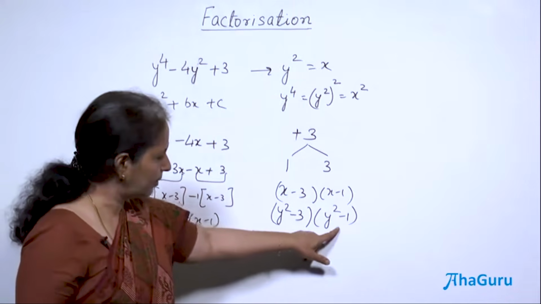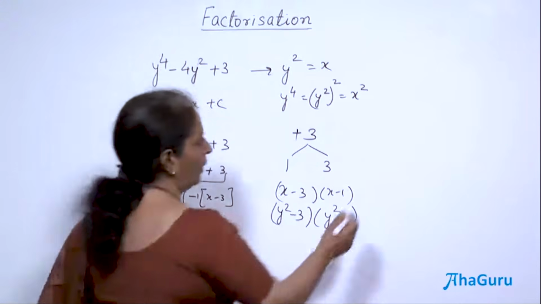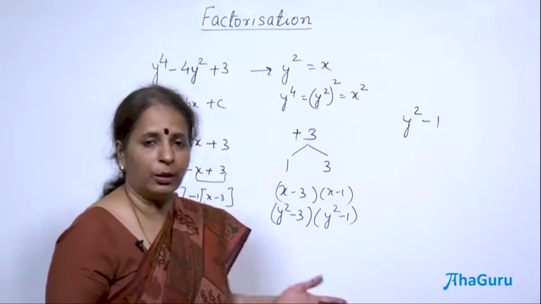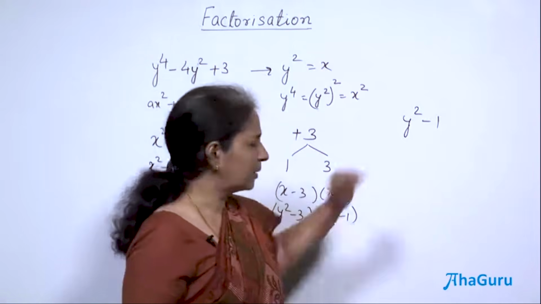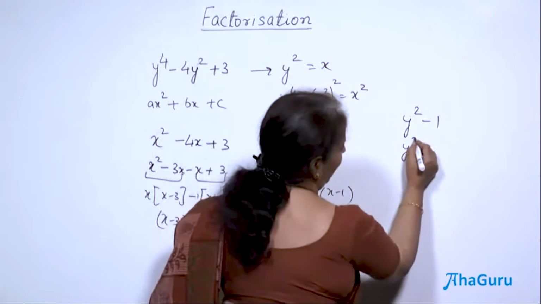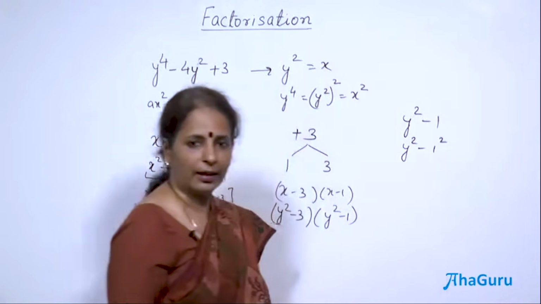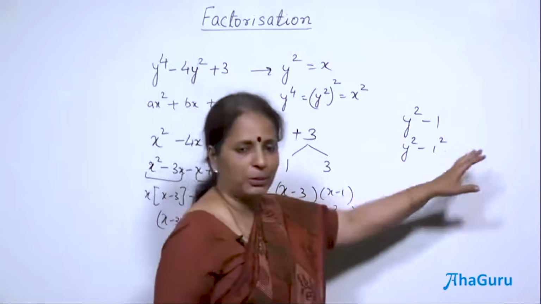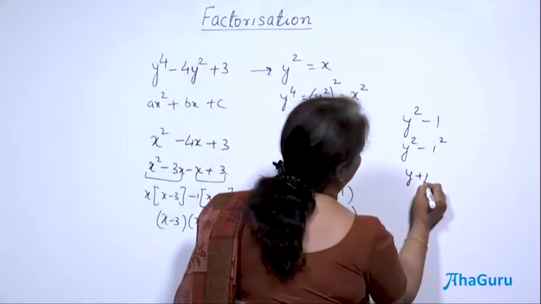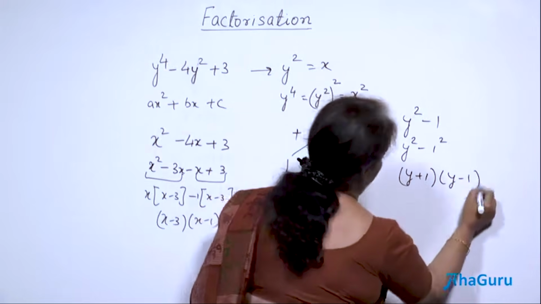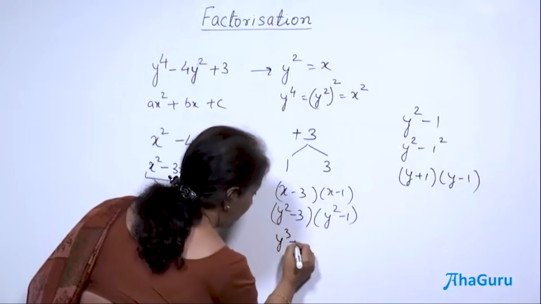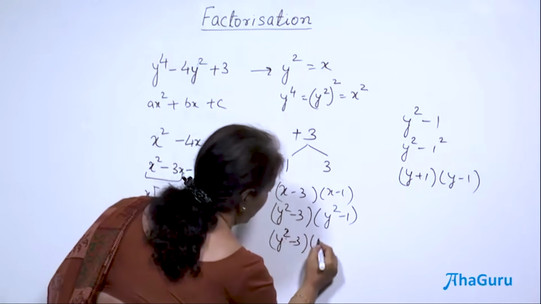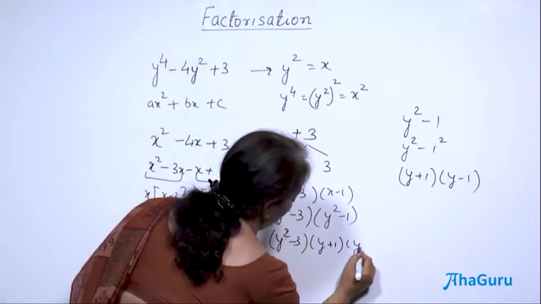But look at this. Just look at y square minus 1. Even though there is nothing common, you may say there is nothing common, what am I supposed to do with that? This does look like a square minus b square, correct? And the moment you write it like that, you realize immediately, oh, this is a square minus b square. This can be written as y plus 1 into y minus 1. So here the final answer actually is y square minus 3 into y plus 1 into y minus 1.